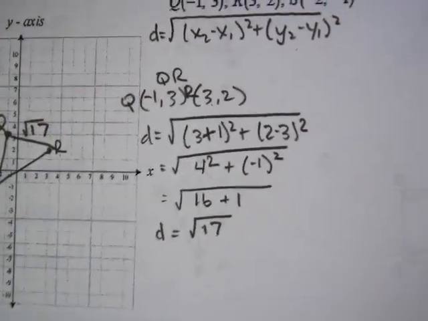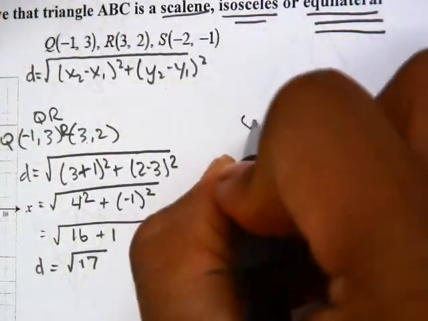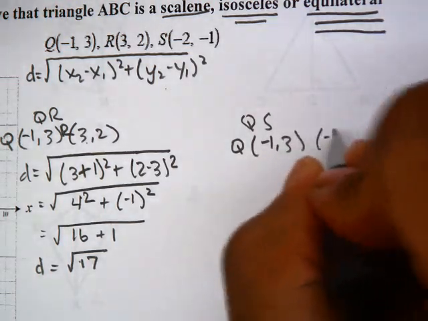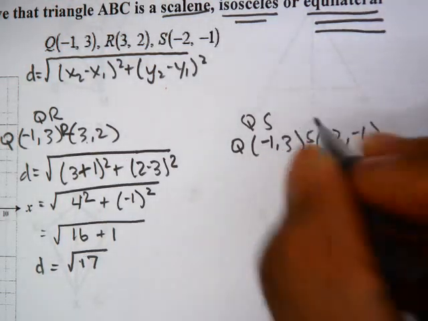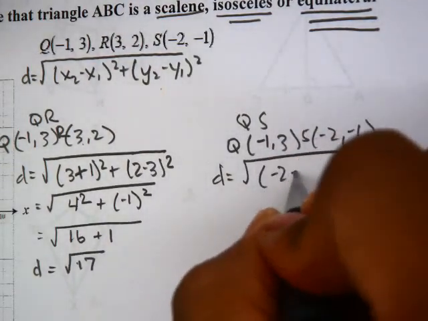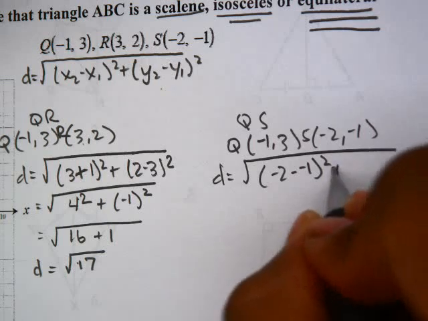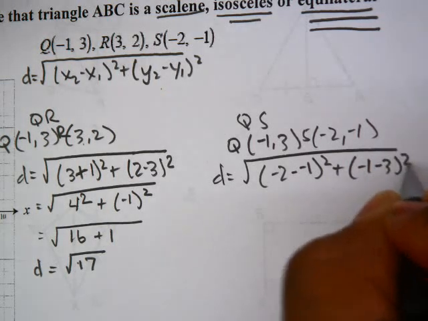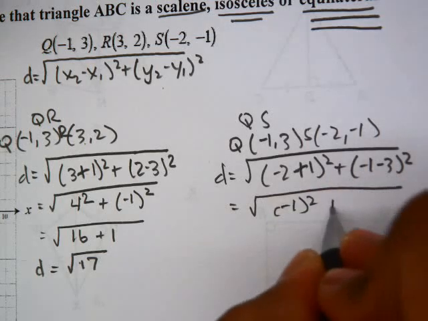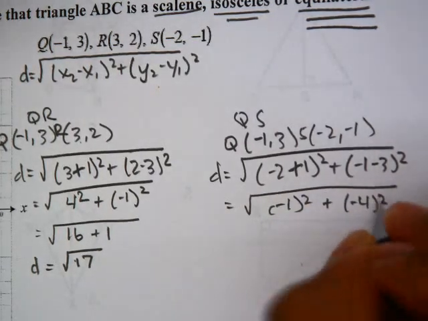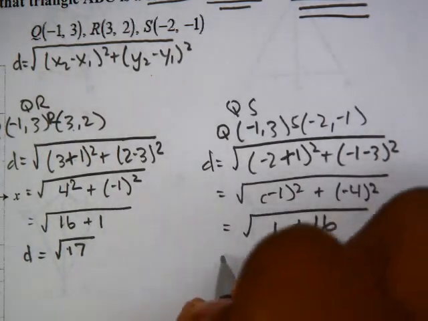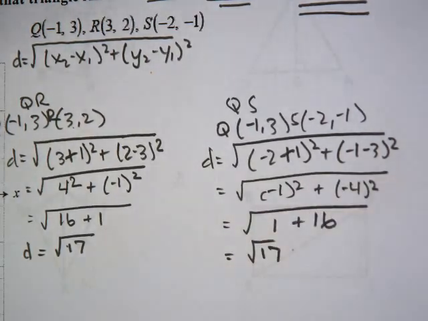So let's pick another side and find that distance. Let's go ahead and try to find the distance between Q and S. Q is at -1, 3. S is at -2, -1. So again, distance formula. -2 minus -1 squared plus -1 minus 3 squared. This is -1 squared. This is -4 squared. This is 1, 16. So QS is also the square root of 17.